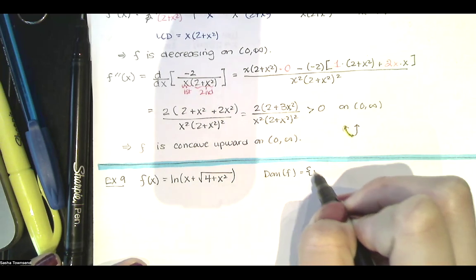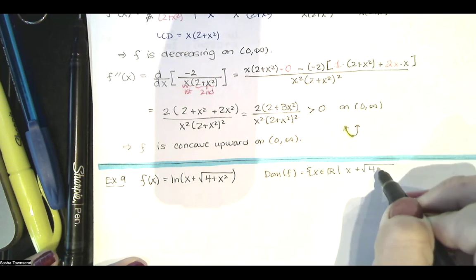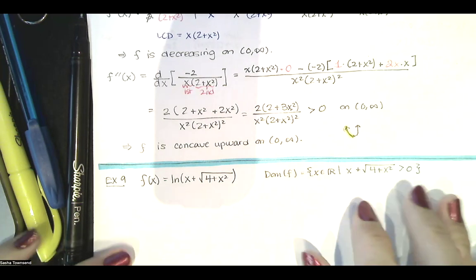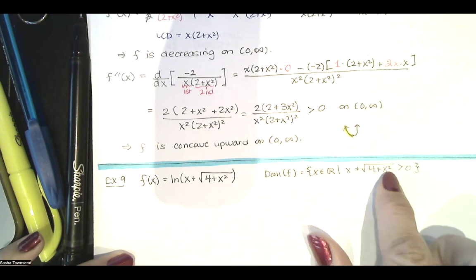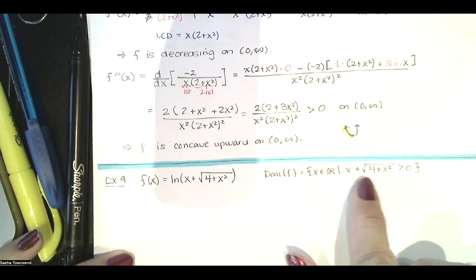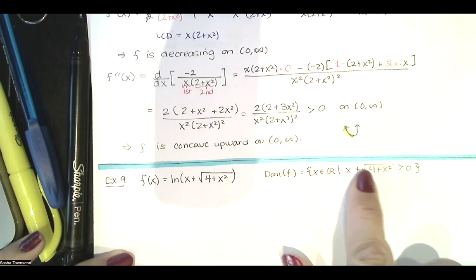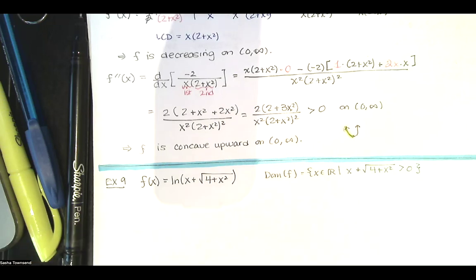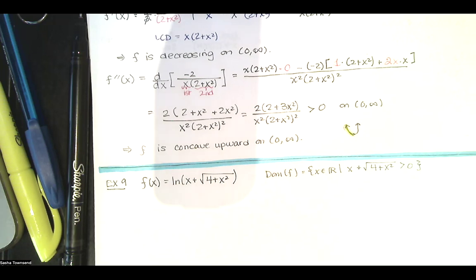is the set of all x values that are real, such that x plus the square root of 4 plus x squared is greater than 0. Now the key with figuring out that interval is, well, you can solve the inequality for the x values by moving that root term to the other side, squaring both sides, and then doing some algebra, trying to figure out what x is, and then taking out any x values that cause this expression to be undefined. Actually, that expression is well defined all the time.